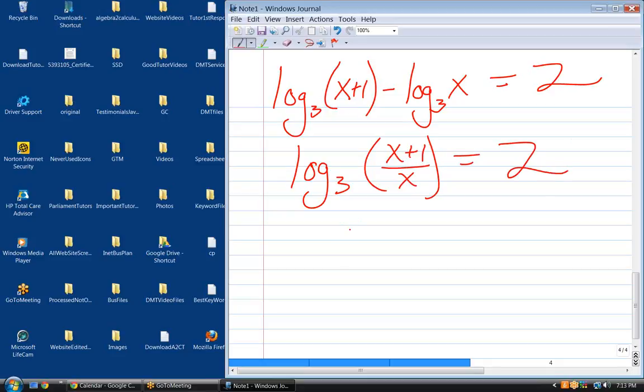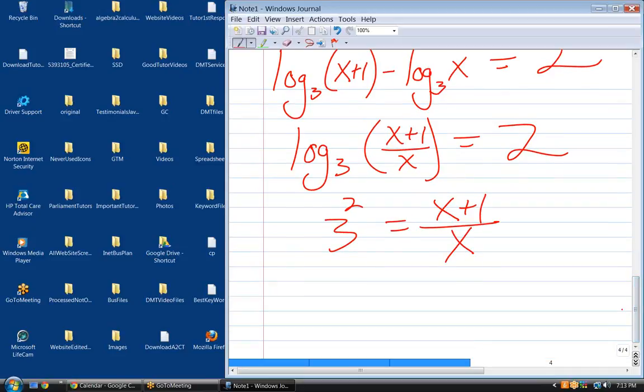And the next line? 3 squared equals x plus 1 over x. And the next line? 9 equals x plus 1 over x. Okay, and then the next line? 9x equals x plus 1. And the next line?